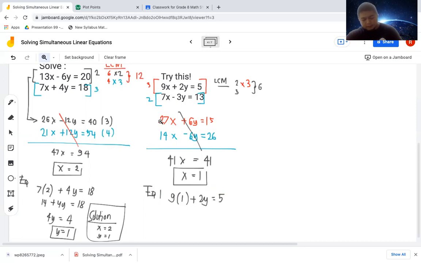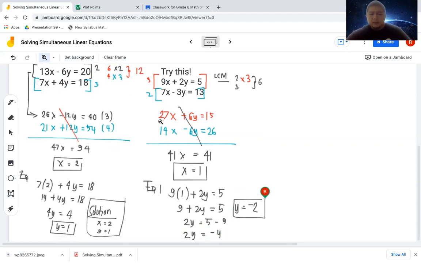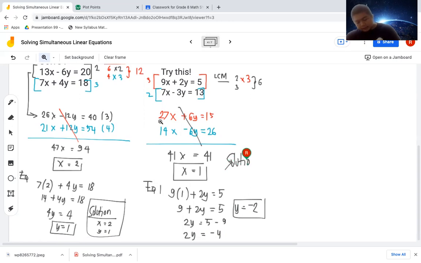So this is going to be 9 plus 2y is equivalent to 5. So 2y is equivalent to 5 minus 9. So 2y is equivalent to negative 4. So we know that y is equivalent to negative 2. And then we can now say that the solution is that x is equivalent to 1 and y is equivalent to negative 2.